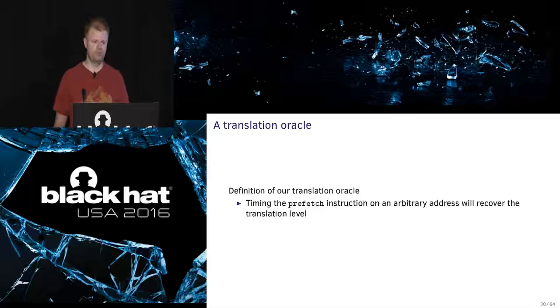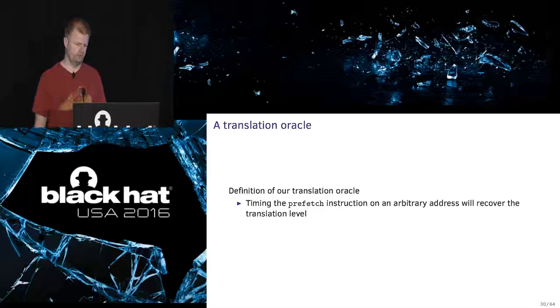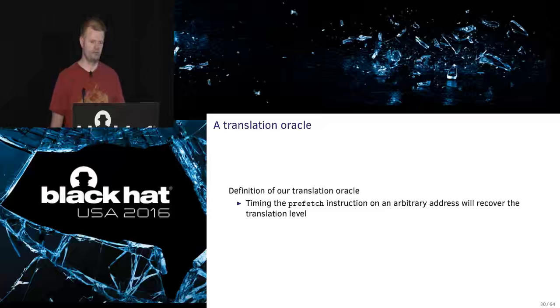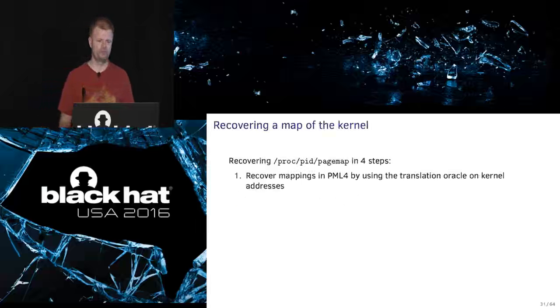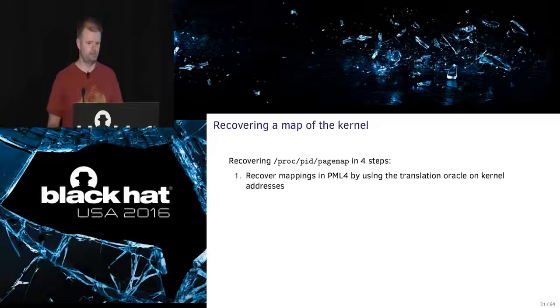It works by timing the prefetch instruction on an arbitrary address, and it will recover the translation level. How this works is we time the prefetch instruction. The time that we get out of that, we match to the diagram you saw in the last frame. It's fairly simple. You start at the y-axis, you end up at the x-axis, and you'll see where you get. We can use this to recover a map of the kernel. And what do I mean by map of the kernel? Most of you probably know the proc pid pagemap in Linux, which is nowadays privileged to access because it's useful for attacks.